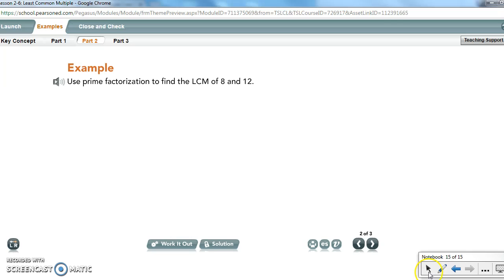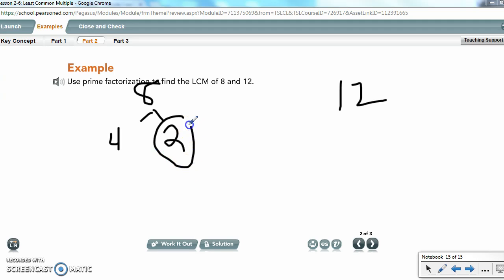So let's try a couple of these. So let's go ahead and make our trees. If I have 8 and if I have 12, what can come out of 8? Well, I know 4 times 2 is 8. Are either of those prime? Yeah, 2 is. What about 4? What can come out of 4? Well, 2 can come out of 4. 2 times 2 is 4. So my prime factorization for 8 would be 2 times 2 times 2, or 2 to the third power.